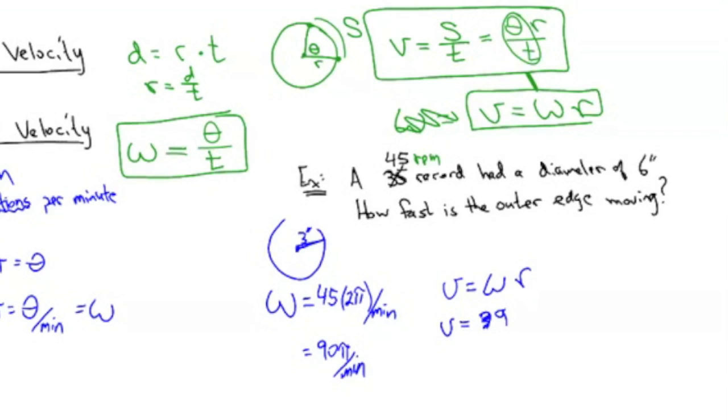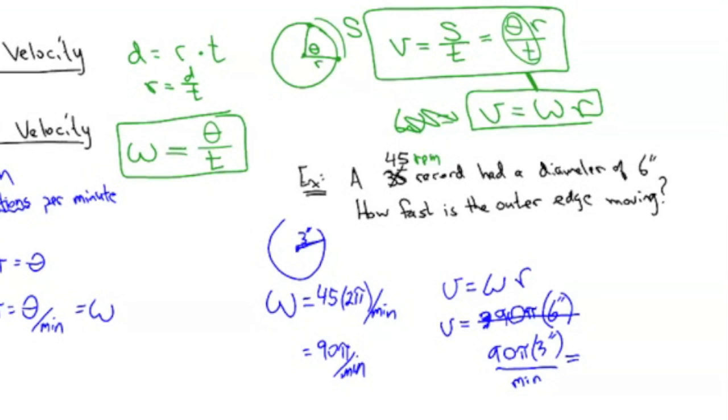So can I start over here again? Maybe. Yes. Omega is 90 pi. The radius is 6 inches. Right. The radius is 3. The radius is 3, buddy. Well, someone said 6. No, that's the diameter. So you get 90 pi times 3. This is inches, and it's every single minute.